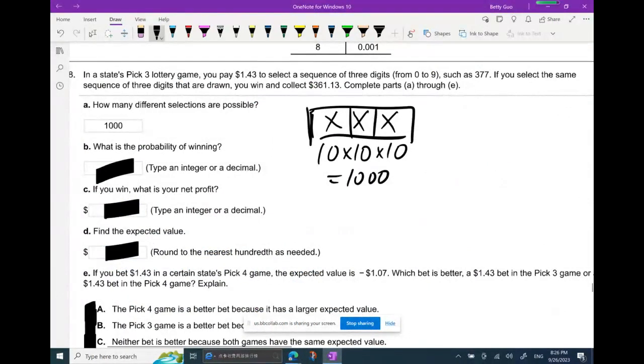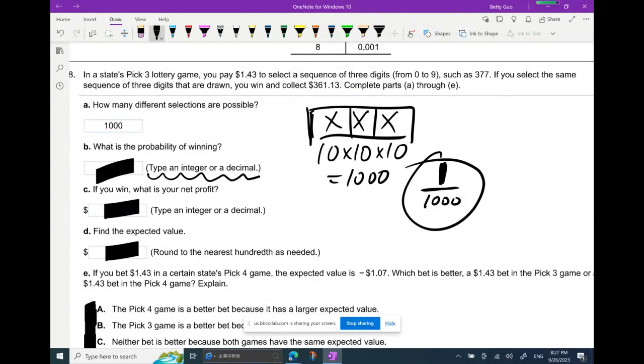If we win, that means the selection exactly equals the winning one, right? So that's the numerator. There's only one winning selection. And the denominator is the total number of selections. Very important here: the probability needs to be an integer or a decimal. So if you enter 1/1000, the system will mark it wrong. You have to convert the fraction to its equivalent decimal, 0.001. Are we good with the second part?